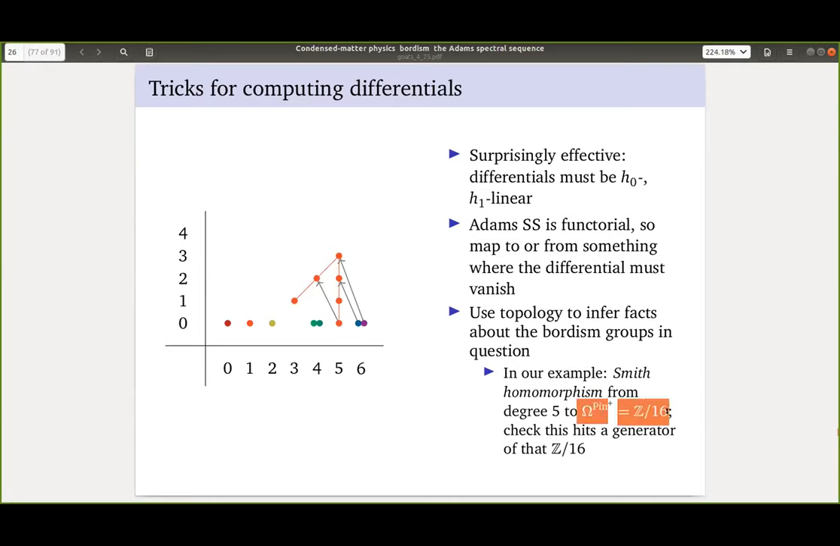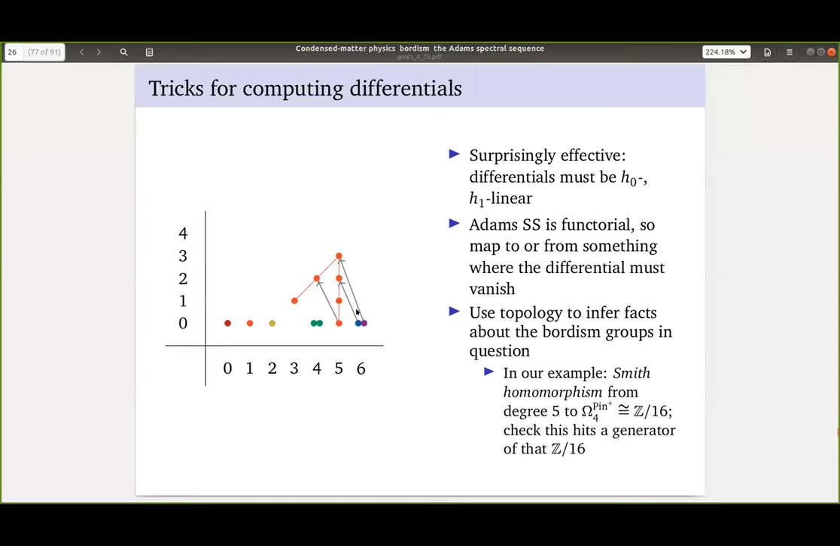And it's already known that this is Z mod 16. And so a surjective map onto Z mod 16 says that this must also be Z mod 16, which means that each summand is of order 2. So 2, 4, 8, 16. Oops, we can't kill this with a differential. So this differential is also 0.